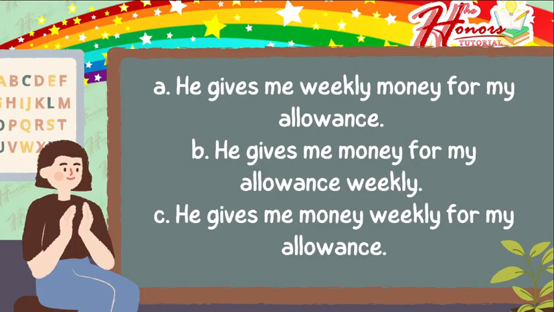Letter A. He gives me weekly money for my allowance. Letter B. He gives me money for my allowance weekly. Or letter C. He gives me money weekly for my allowance. What do you think is the correct sentence?